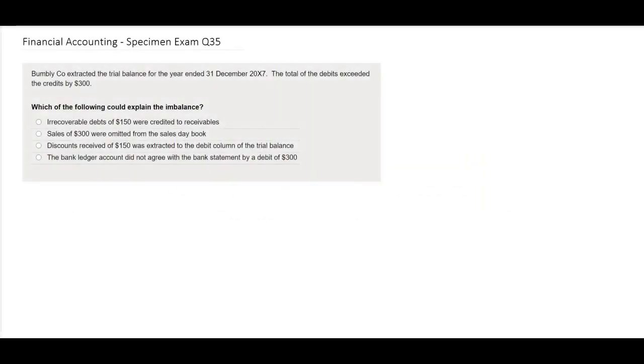In this question, you are being asked which of the following could explain the imbalance. The imbalance that they are talking about is that Bumbly has extracted the trial balance for the year ended 31st of December 20x7, and the total of the debits exceeded the credits by $300. Therefore, what we're saying is in our trial balance with our debit and our credit balance, we have got an extra $300 on the debit side in comparison to the credit side.